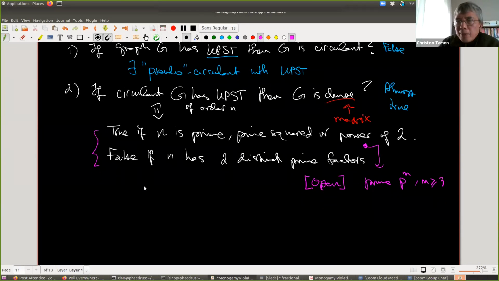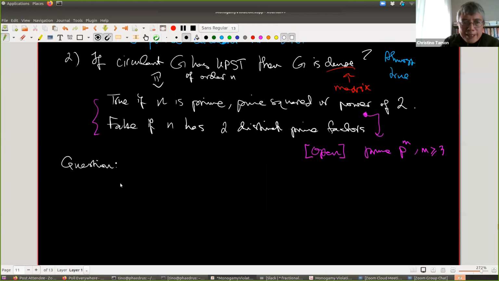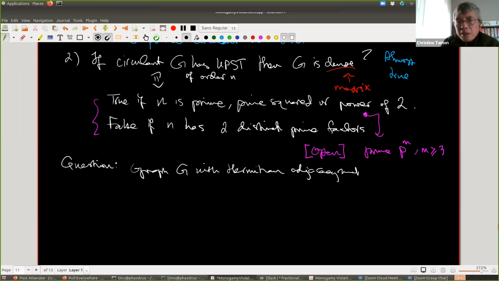Okay, and if I may, we are running close to running out of time. Let me mention one more question, if I may. And this comes back to what Sabrina asked in the poll. So the question here is the following. Suppose you have a graph G with some arbitrary Hermitian adjacency matrix, and suppose we are told that there is a PST from A to B.